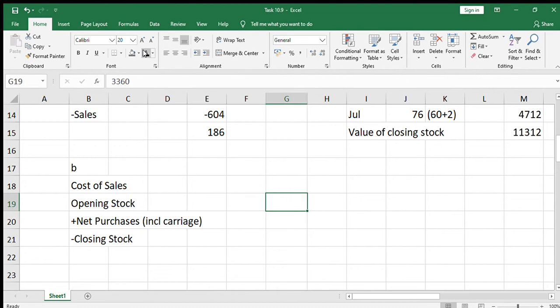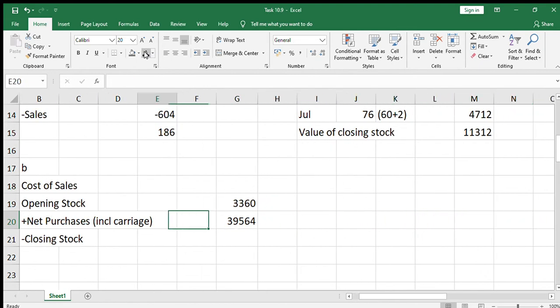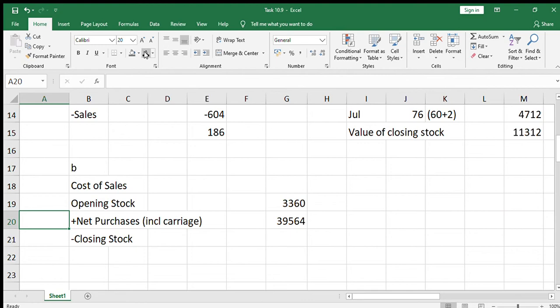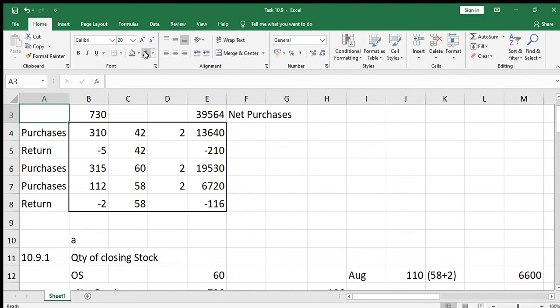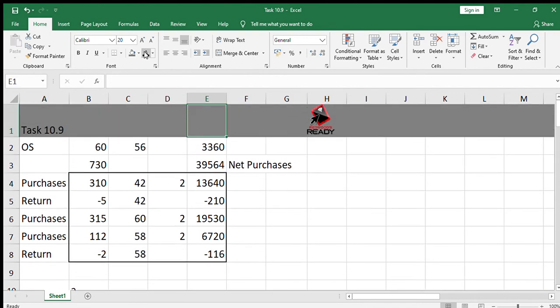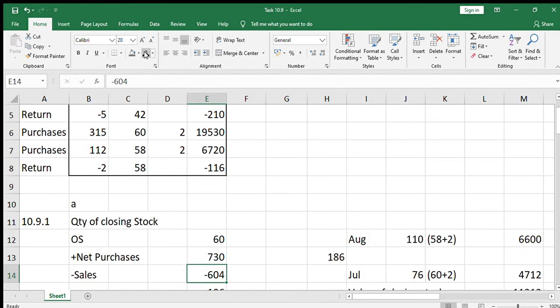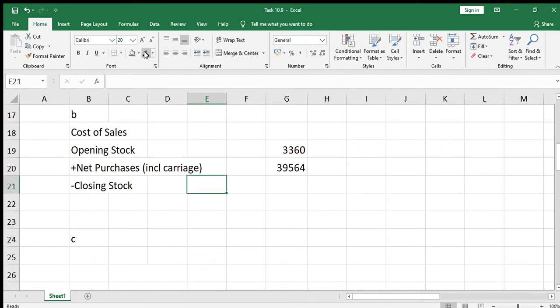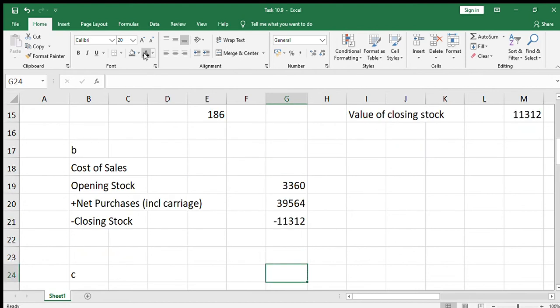Okay, so the opening stock value was given to you on the table, 3360. The net purchases was 39564. So let's see how to get that. Okay, 39564, I didn't calculate, it was our answer here on the table. So basically, if we took all of these figures and worked it out, we would get 39564, right? So if you do a table like this, you don't have to do side calculations like we did in the previous question. And then we're going to subtract our closing stock, which we just calculated in A. And that answer will give us cost of sales, 31612.